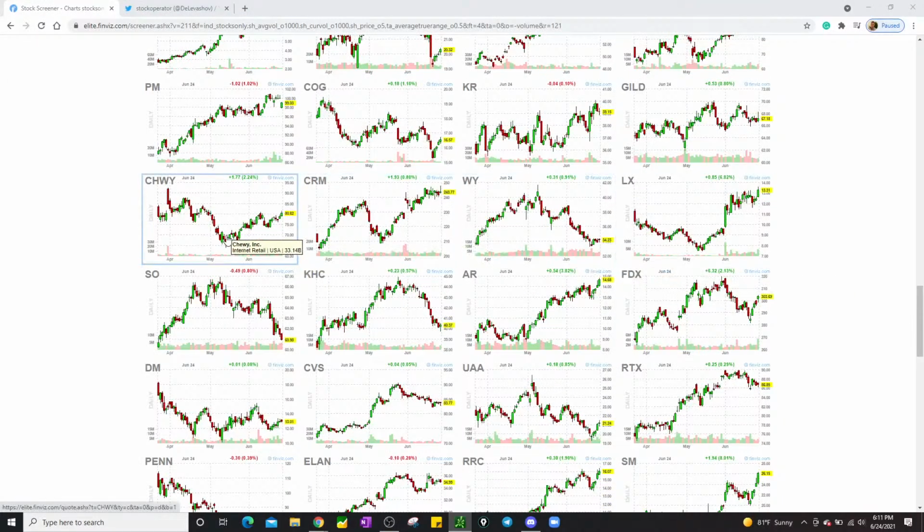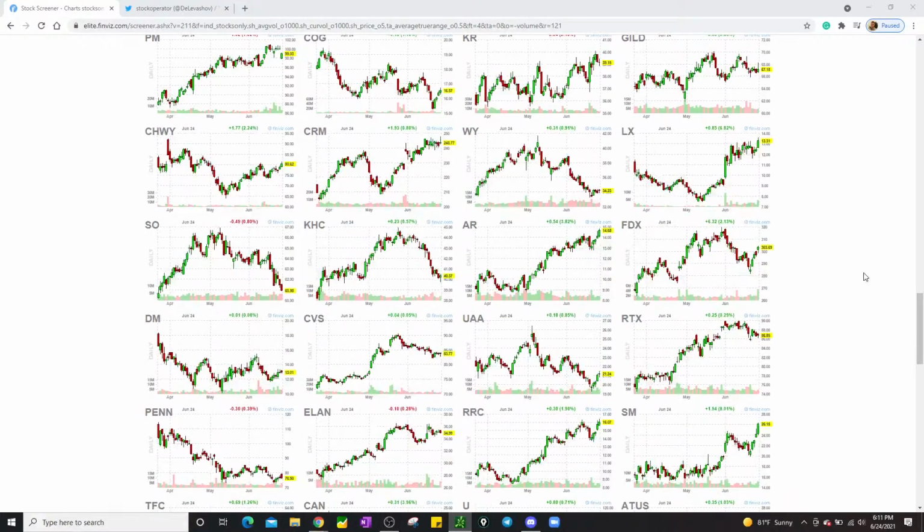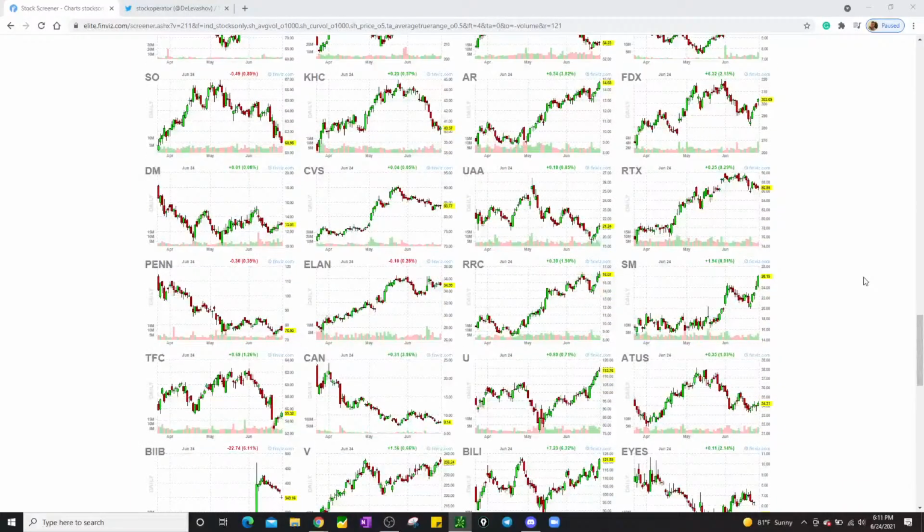All right, Chewy, interesting. Tried to break, could not, and closed right on a high. Pretty decent close, volume slightly increased. So I'll add Chewy on watch. FedEx. CVS seems weak to the downside here.